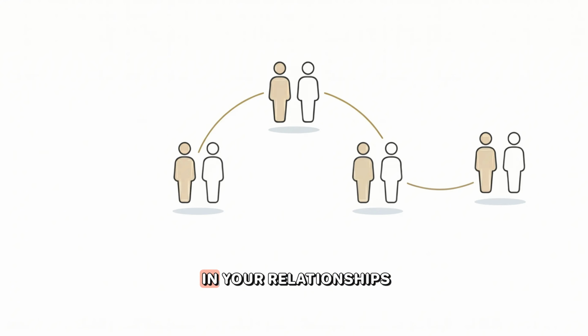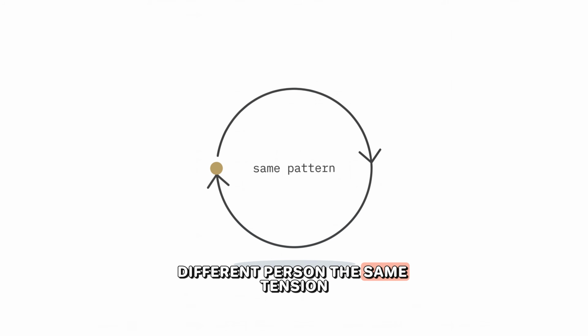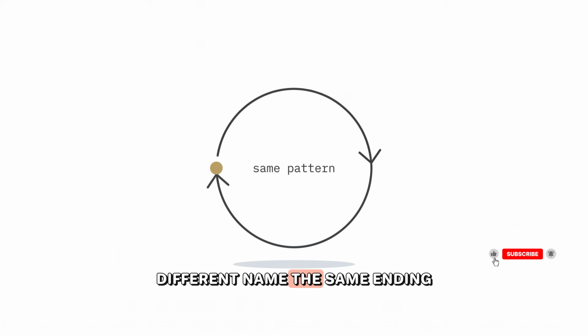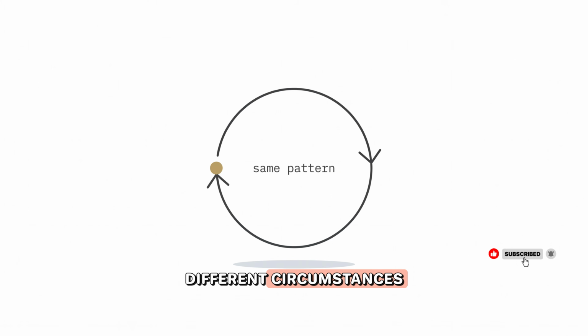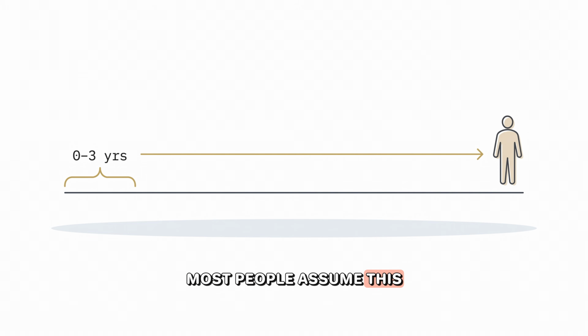There is a pattern in your relationships. You may have noticed it. The same dynamic, different person. The same tension, different name. The same ending, different circumstances. Most people assume this is coincidence, or poor choices, or bad luck.